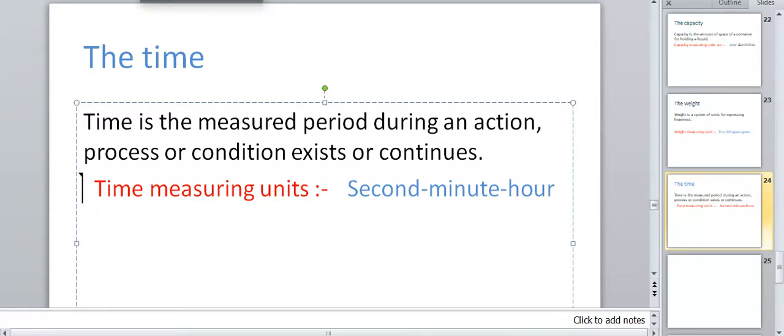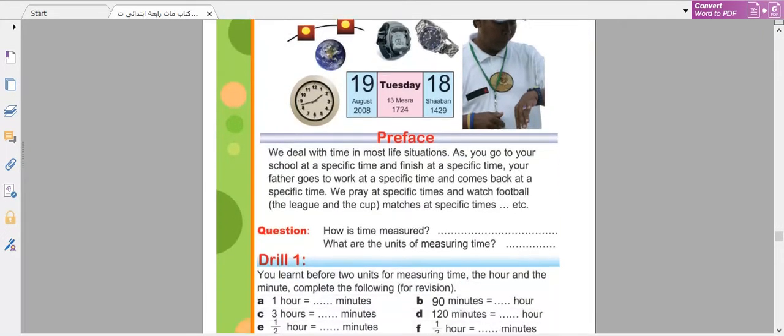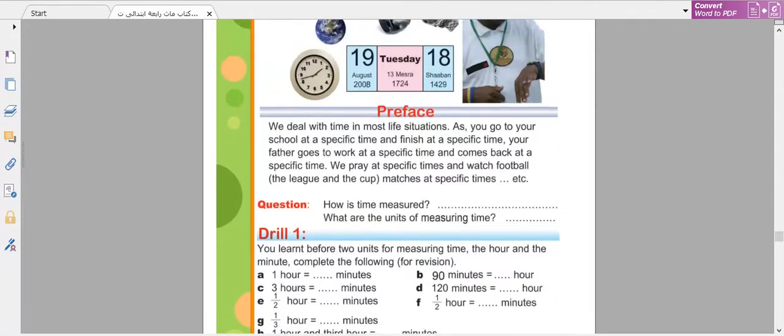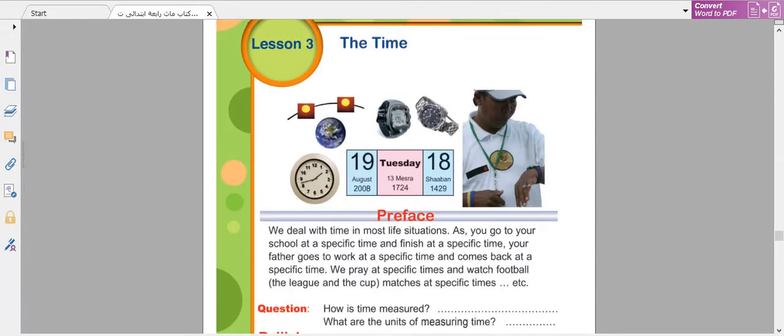Let's go back to our book. Open your book, page 72. Bring your pencil and concentrate.